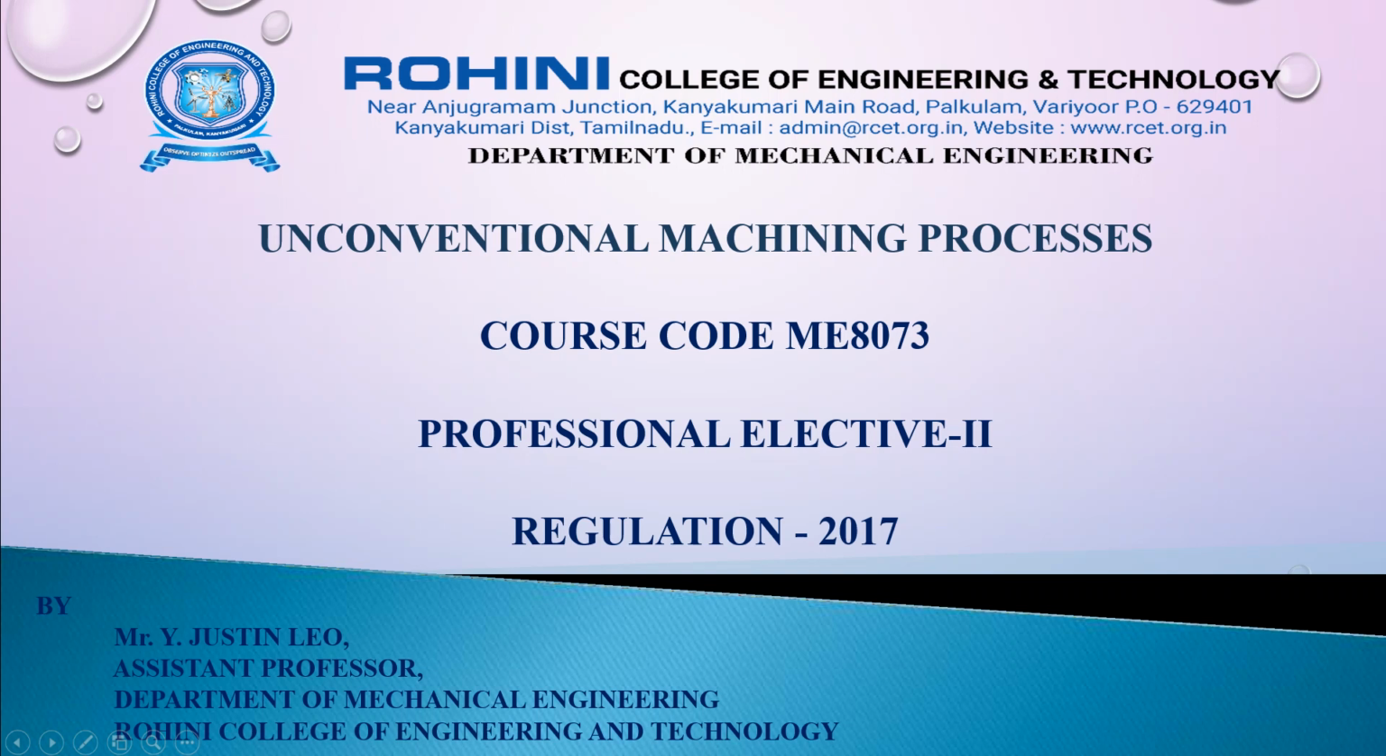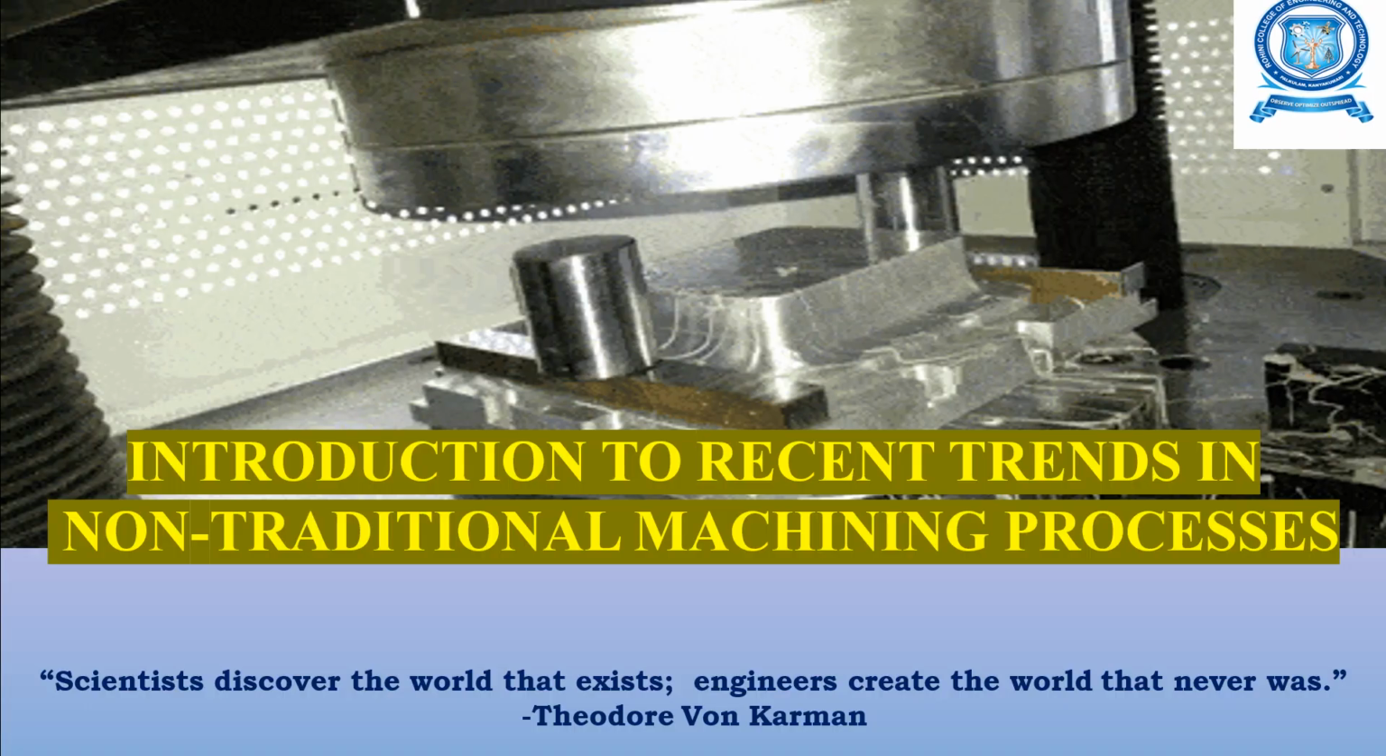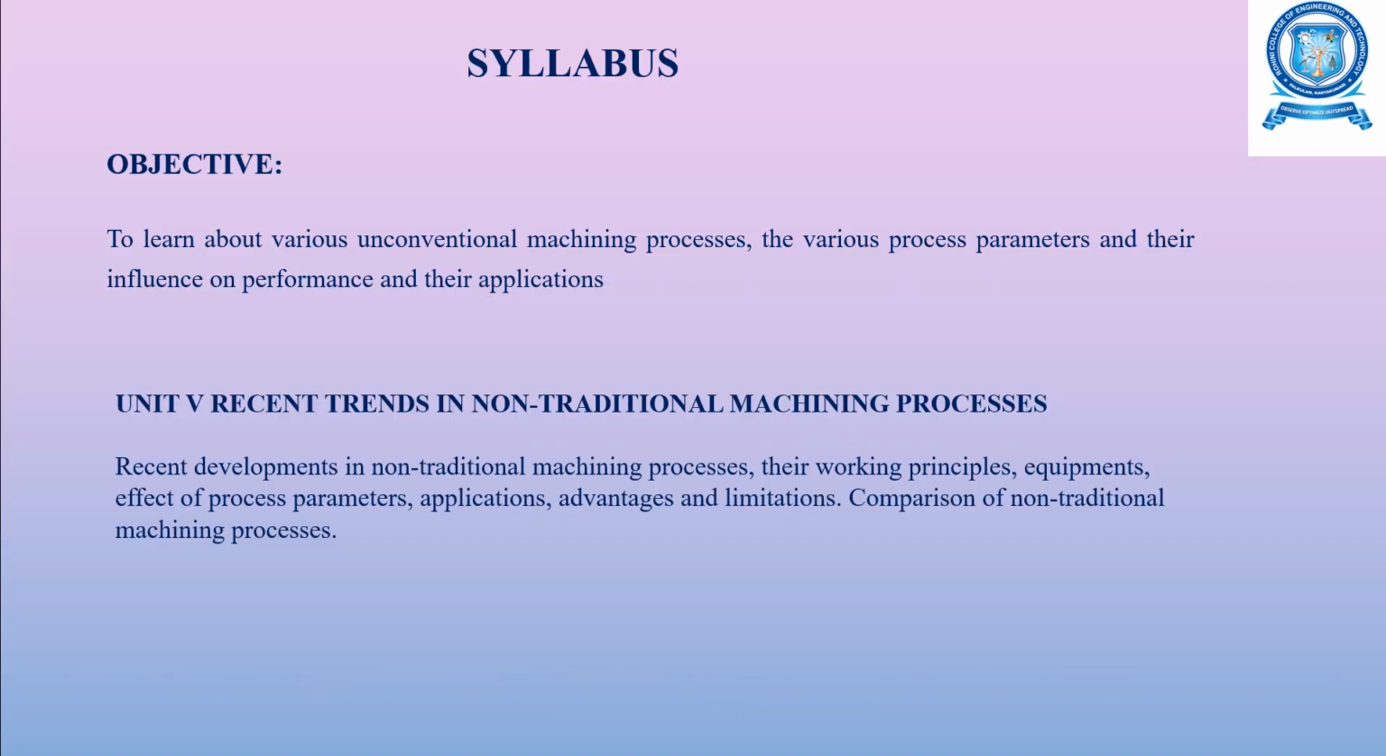So welcome to this Unconventional Machining Process course, and the course code is ME8073, and it is a professional elective 2 subject for the regulation 2017 for the mechanical engineering students. So in this video session, we'll be studying about recent trends in non-traditional machining process, Unit 5, in which first we will go in detail about the syllabus of the 5th unit.